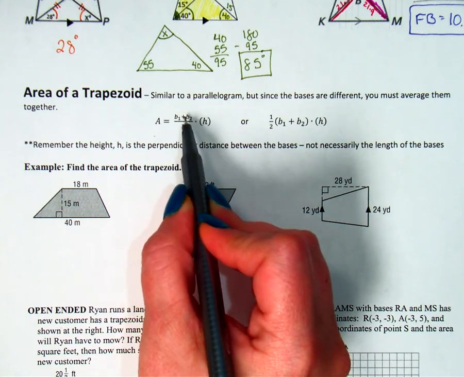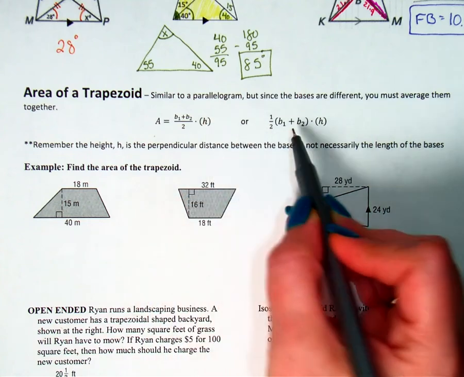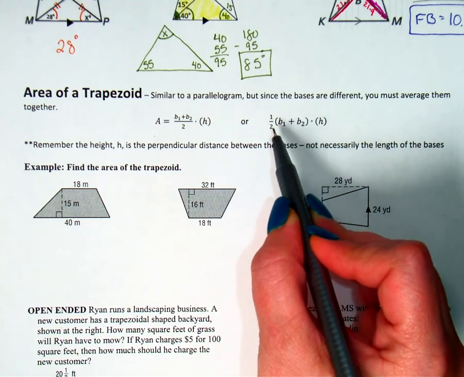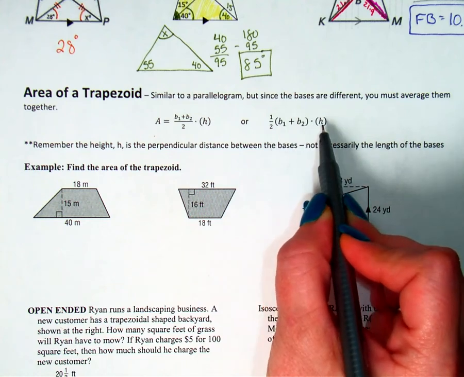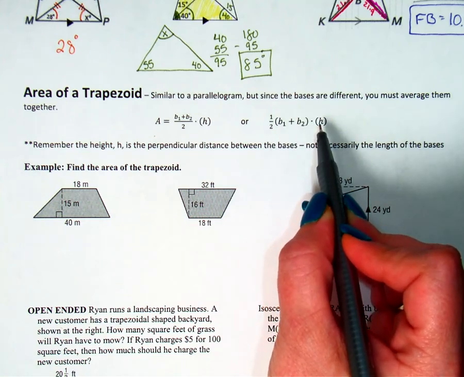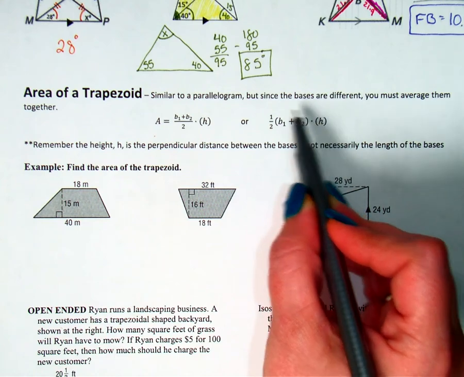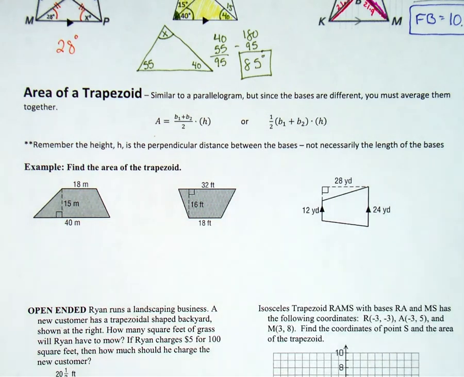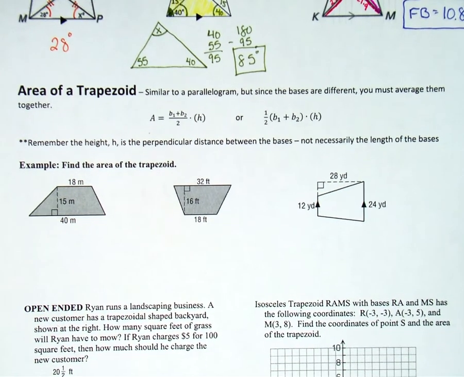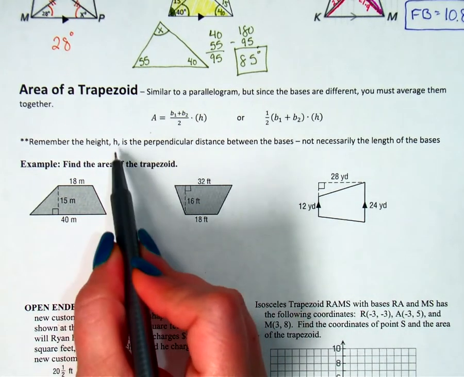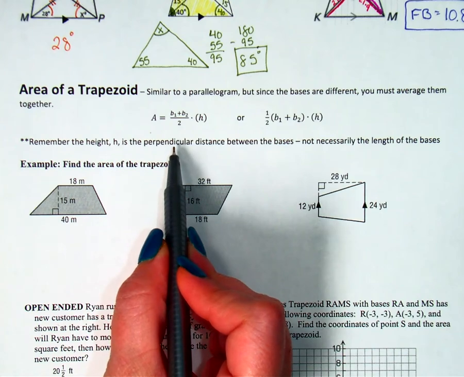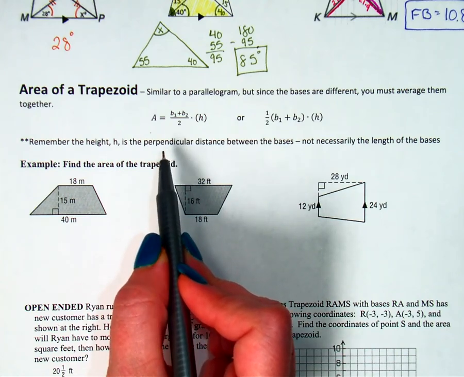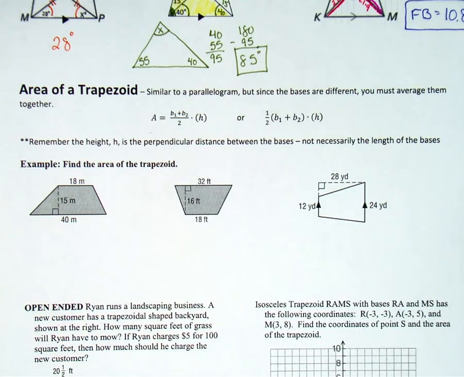It's the average of the bases times the height. Another way to write it is 1/2 the bases added together, so the average of the bases, times the height. You can write it either way, whichever one you prefer. I tend to stick with this one, but either way will absolutely work. Don't forget your height has to be the perpendicular distance between the bases, not necessarily the length of the bases or the length of the legs.